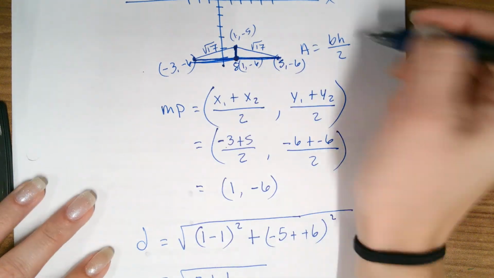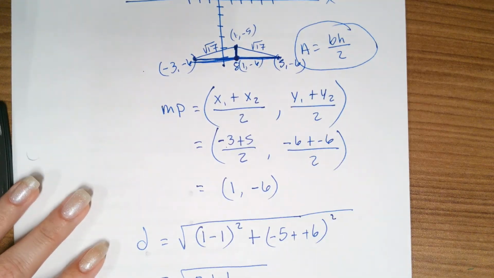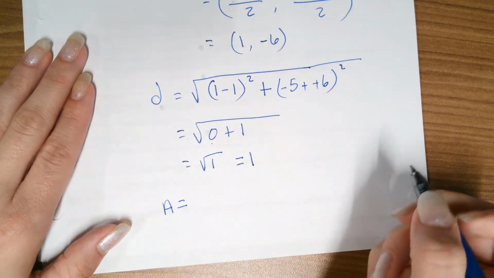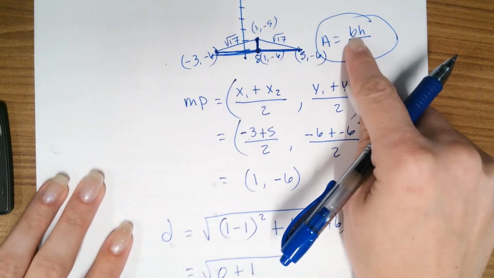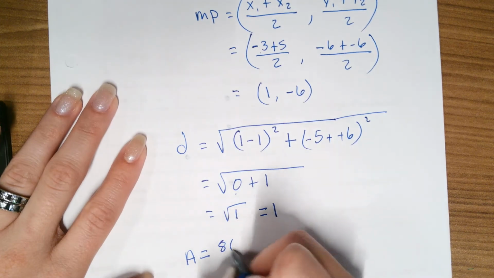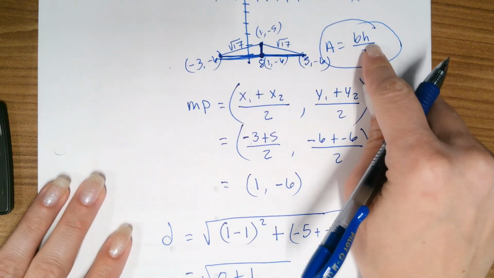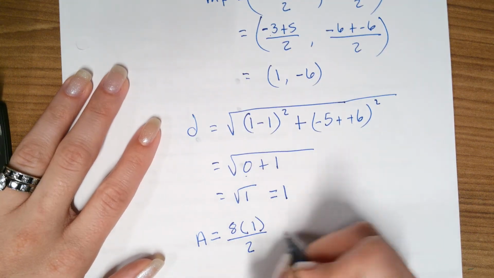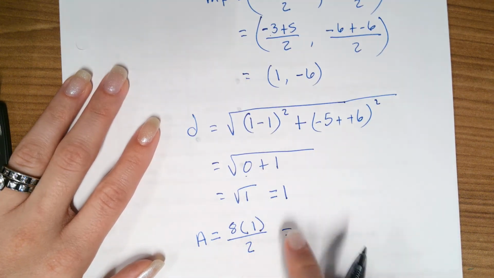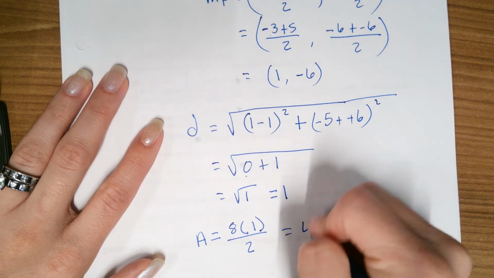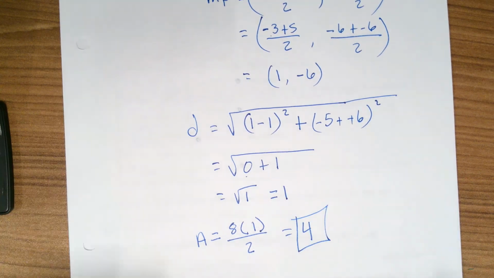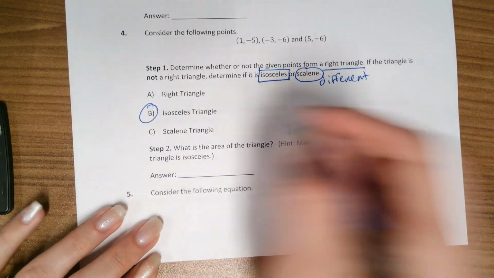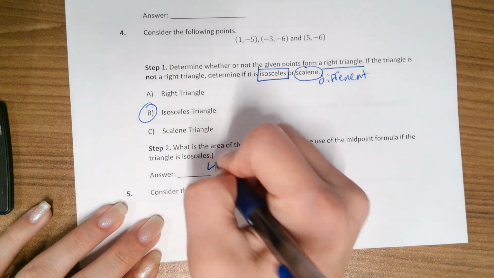So plugging that into the area formula, we have area is equal to base, which we said was 8, times the height, which we just found to be 1, and that divided by 2. So 8 times 1 is 8, 8 divided by 2 is 4, and there we have the area of this triangle is 4. So come over here. What is the area of the triangle? It is 4.